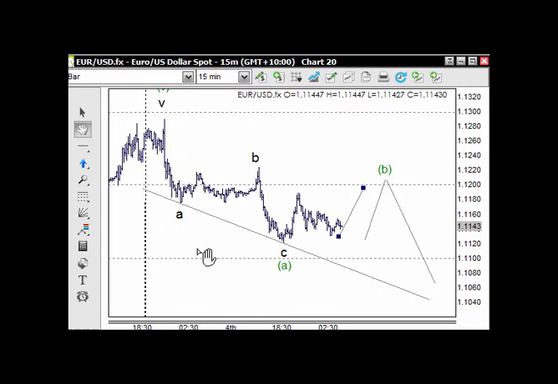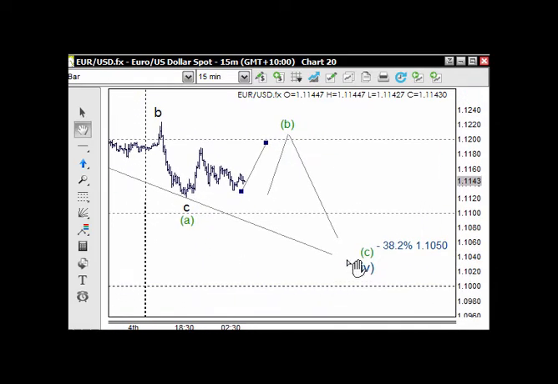Obviously, the trend is still slipping to the downside, and our target is the 38.2 retracement level, which is 1.105, actually closer to 1.1053. But it doesn't really matter. The main point here is to simply allow the US dollar index to complete its upside, and the euro here to complete its downside.